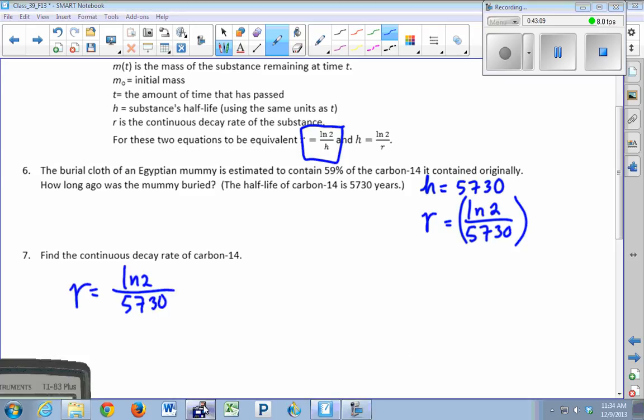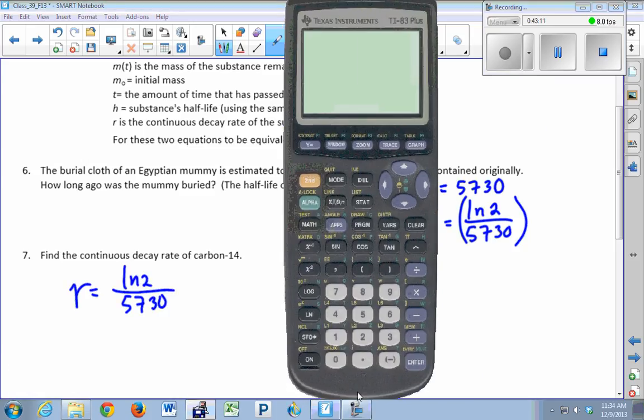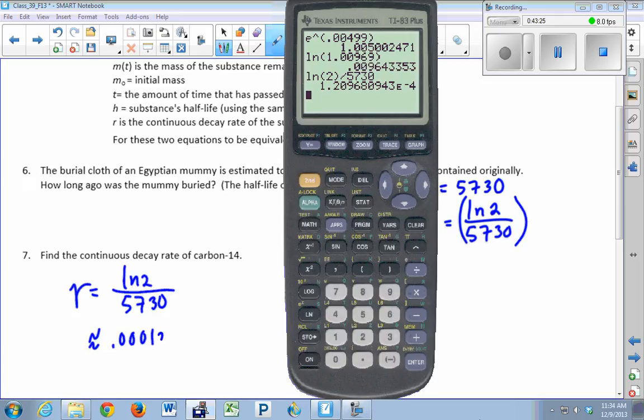So let's pull up our calculators. Natural log of 2 divided by 5730 is approximately 0.000120968093. It's an exponent. It's in scientific notation here.